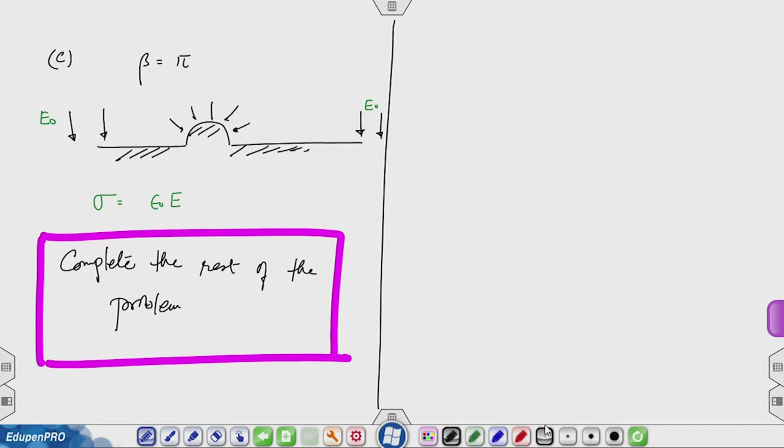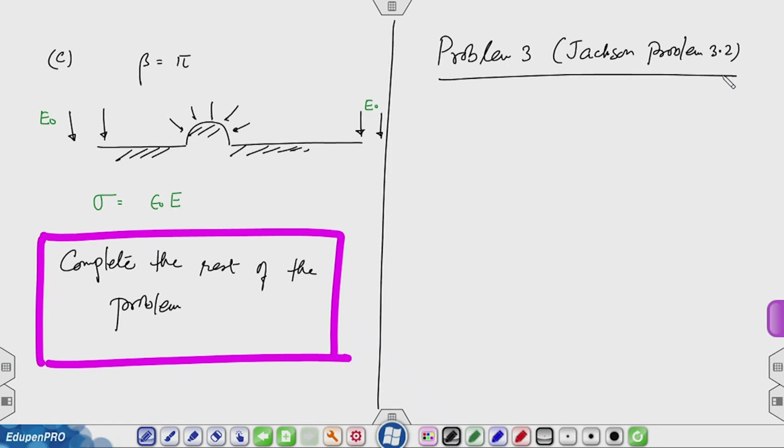I am going to do one more problem that is also taken from Jackson, and this makes use of the charge density. So, it will get you familiar with that also. This is Jackson problem 3.2.